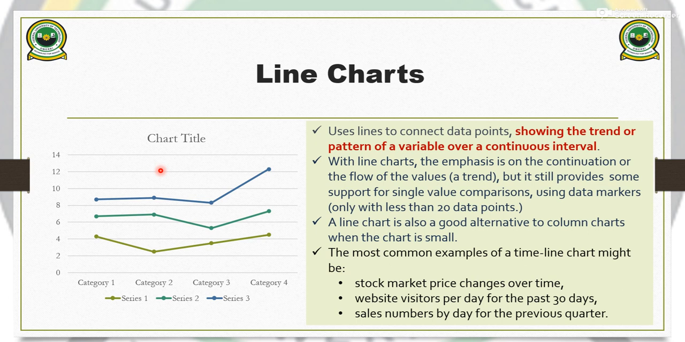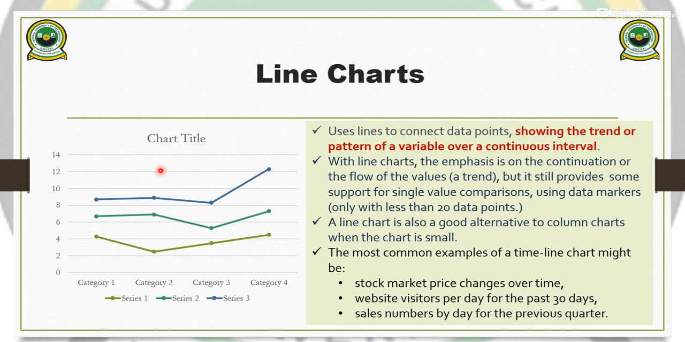A line chart is also a good alternative to a column chart when the chart is small. The most common example of a timeline chart might be stock market price changes over time, which I've mentioned in passing. Then website visitors per day for a period of maybe 30 days, or sales number per day for the previous quarter, for instance. You can use data like this in order to predict a trend when certain variables are kept constant or are kept under a particular value.